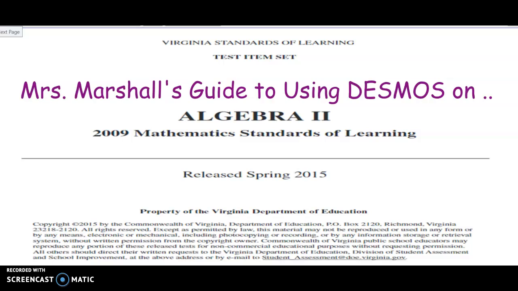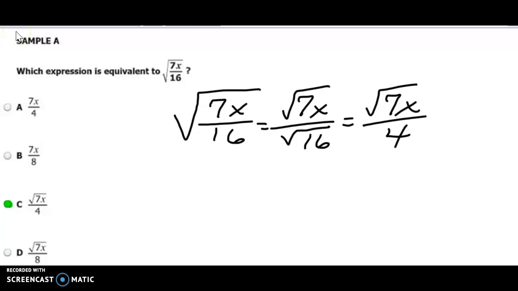So if we look at the most recent released standardized test for Algebra 2, this one was released in the spring of 2015. The first sample question asks which expression is equivalent to the square root of 7x divided by 16. Well, let's work it out. Remember, we can't simplify 7 over 16, so I'm going to separate it into the square root of 7x over the square root of 16. I can't simplify the square root of 7x, but I can take the square root of 16, and that gives me 4. And that gives me this answer here.